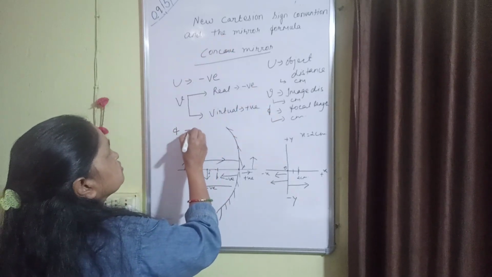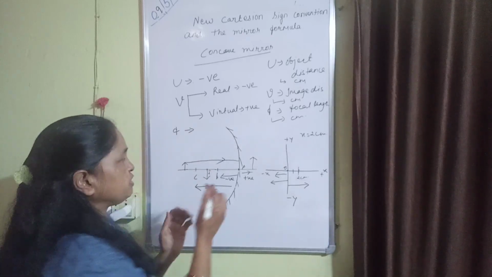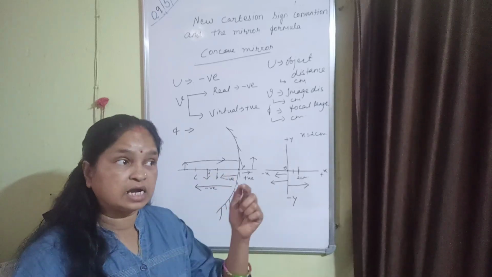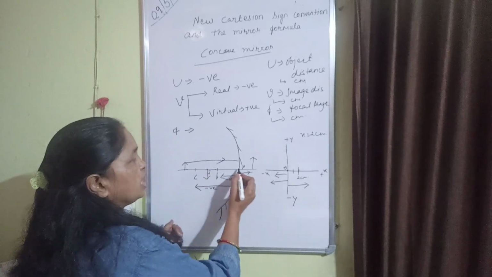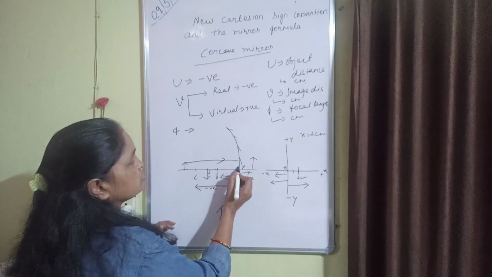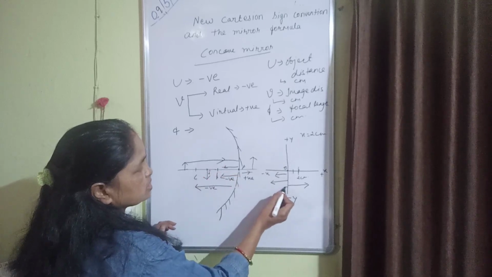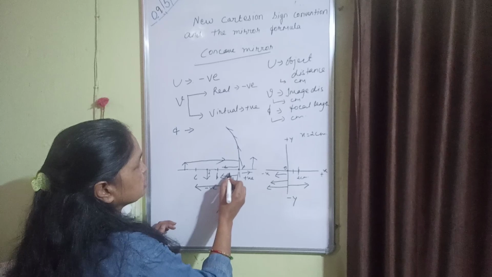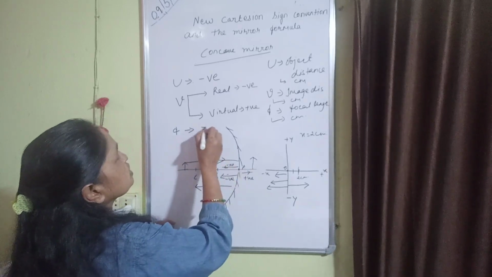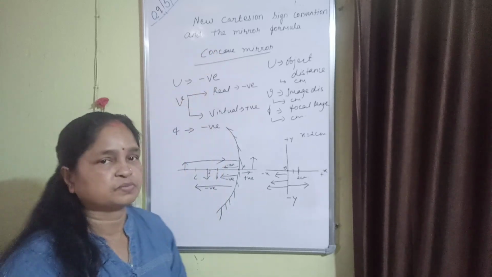Then come to the focal length for a concave mirror. What is focal length? The distance between the pole and the focus. From where do we start measuring? From the pole. Our origin is the pole. So from the pole to the focus, again we are going in the opposite direction to the incident ray. That means we are coming in this direction, so it is negative. So focus is negative for a concave mirror.